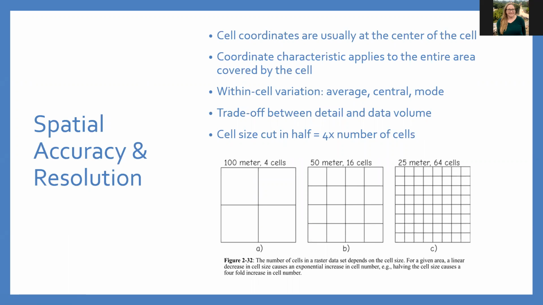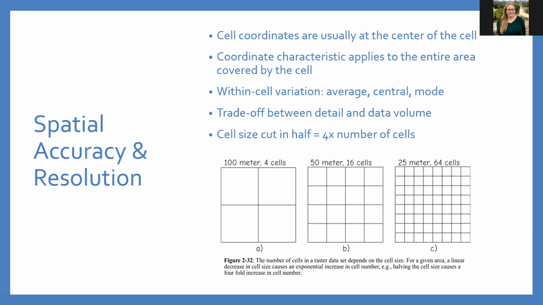The cell coordinate is usually the center point of the cell, and the cell value is applied to the entire area that the cell covers. If the entire area is uniform within that cell, then that cell is completely accurate. However, if it's not, which is much more likely, there is what is called within cell variation. And if the values vary within the cell, the value is represented as the average, median, mode, max, or minimum value. Usually the average, the median, or the mode though.